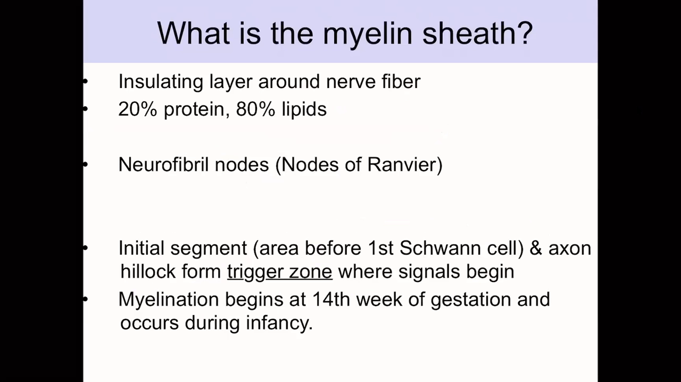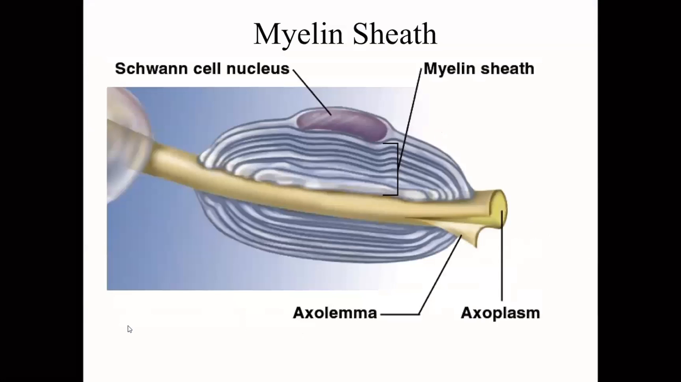Okay, here's where the myelin sheath is. Okay, so the myelin sheath is the insulating layer around the nerve fiber. And I have a picture here. Okay, so here's the axon. Okay, axoplasma is just the cytoplasm. Axolemma is just the membrane around it. Okay, and then what it is, it's wrapped around it.